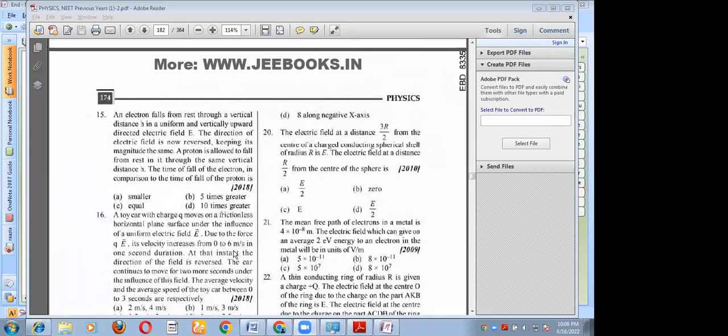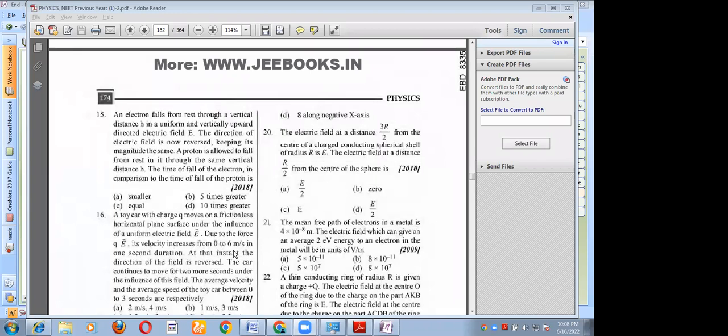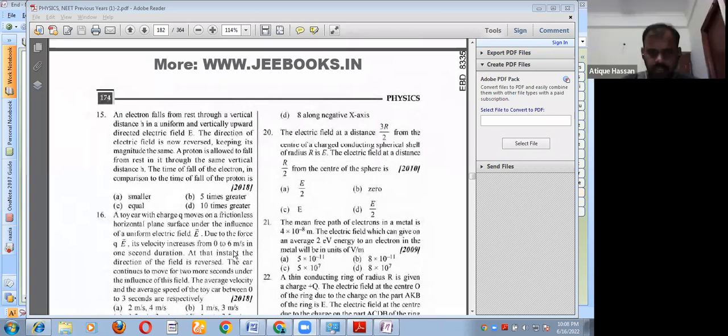Like in the previous question, we discussed the electric field would be zero for r less than the capital R. Also, the electric field inside a conductor will always be zero, right? Yes, both of you are correct.